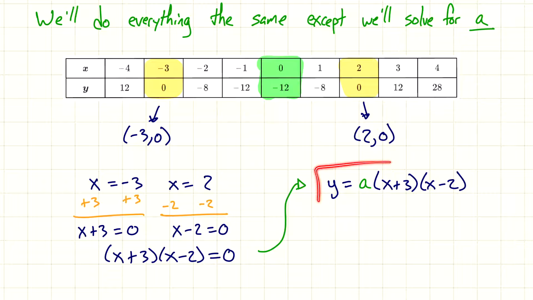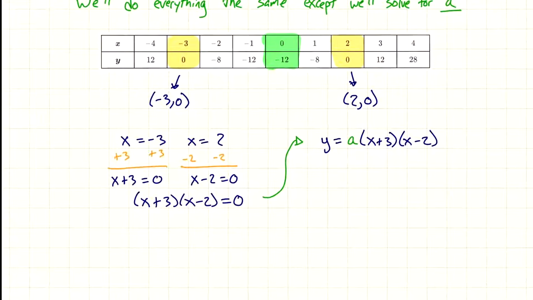So I'm going to write this in factored form, but you'll notice I've put this a in front. Our goal right now is to figure out what a is. If we can figure out what a is, then that's it. Then if it's a 1, then we just leave it alone. We can get rid of the a. If it's a 2, we put a 2 there. If it's a 10, we put a 10 there. So let me show you how to do this.